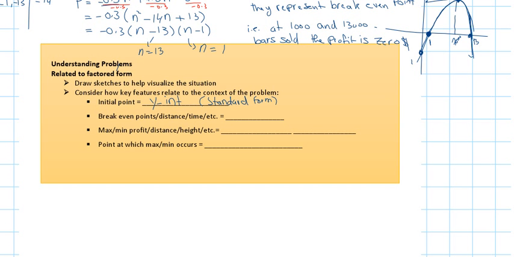Now when the question is asking you for your break even, that means you're looking for what points on the graph? The zeros. Or in other words, the x-intercepts, right? So anytime the question is asking you for the break-even point or distance or time, you're looking for the zeros. And what form do you want it to be in? In factored form.